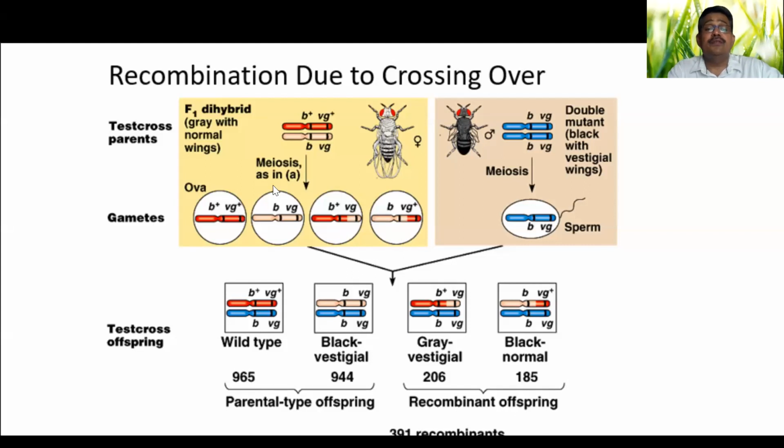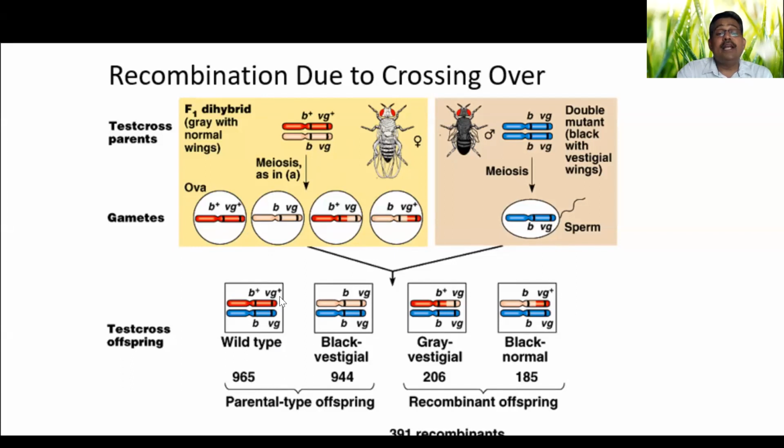There are four combinations when you go for the checkerboard. This F1, when you self it, when we make a test cross, you will get four kinds of gametes. When the sperm fertilizes, these are all the progenies you are getting. When you look at the progenies, for example, when this sperm fertilizes this one, you get B plus BG plus, B plus BG, B BG plus, and B BG.